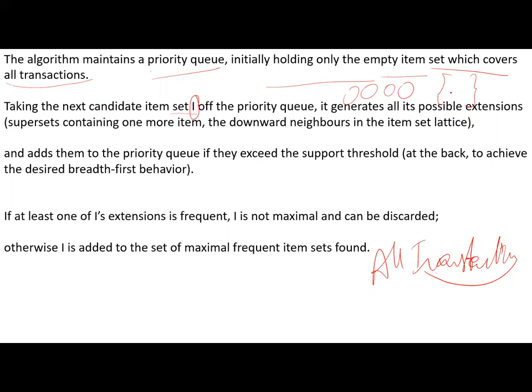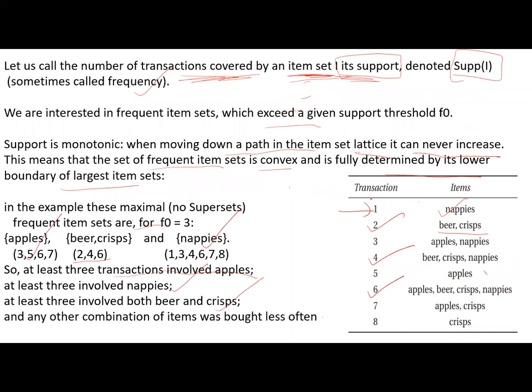We are taking the empty set. It generates all its possible extensions, and first, all 8 combinations are selected. See, all 8 combinations will be selected because we have the empty set. So all 8 will be selected: 1, 2, 3, 4, 5, 6, 7, 8.